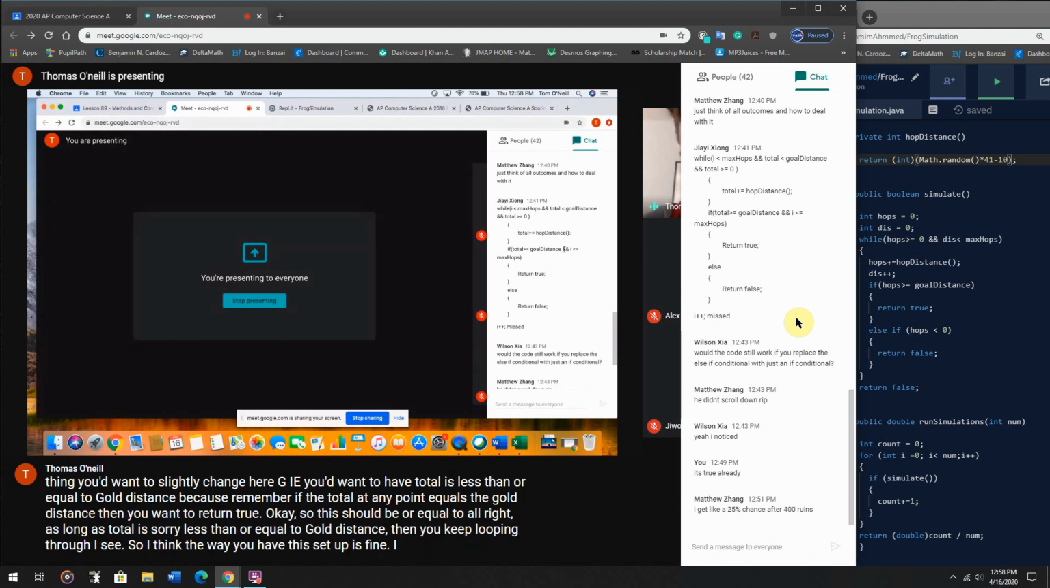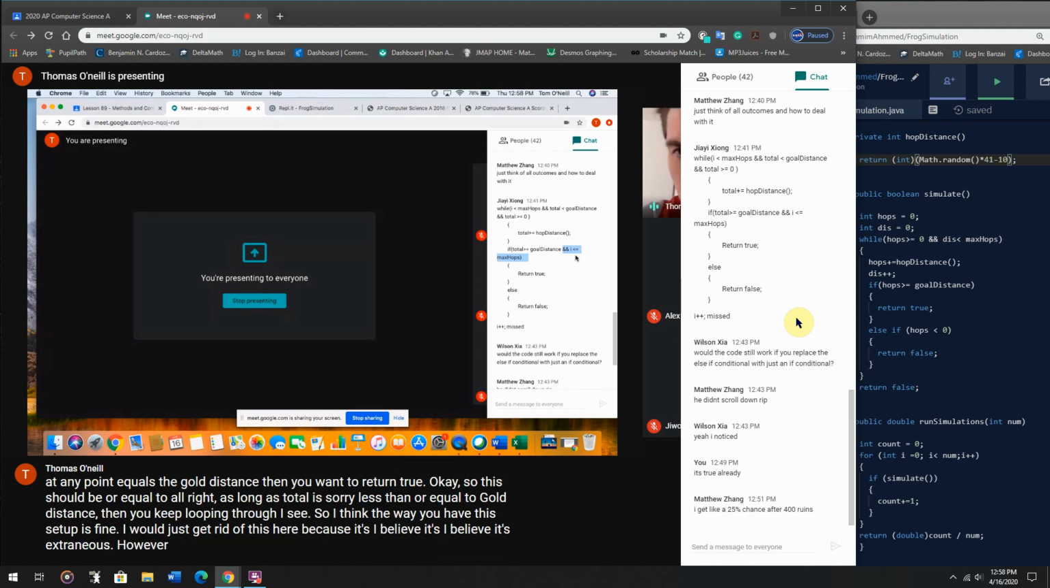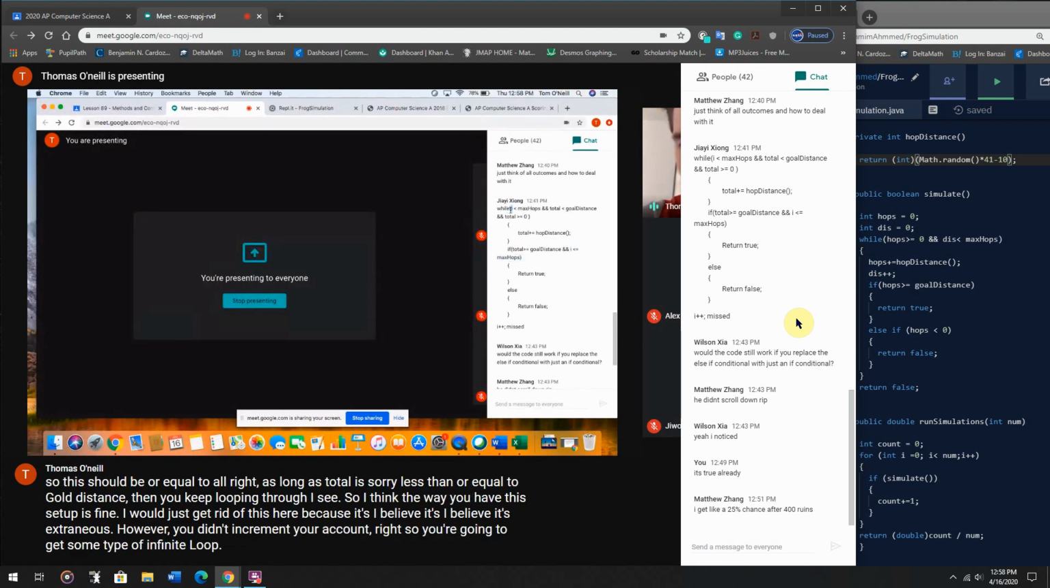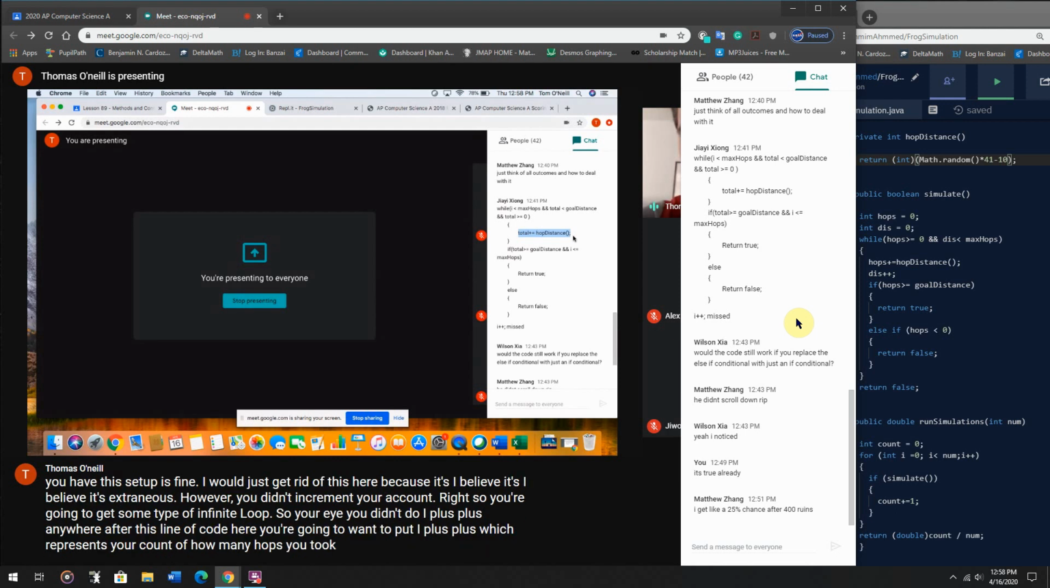I would just get rid of this here because I believe it's extraneous. However, you didn't increment your count, right? So you're going to get some type of infinite loop. So your i, you didn't do i plus plus anywhere. After this line of code here, you're going to want to put i plus plus, which represents your count of how many hops you took.